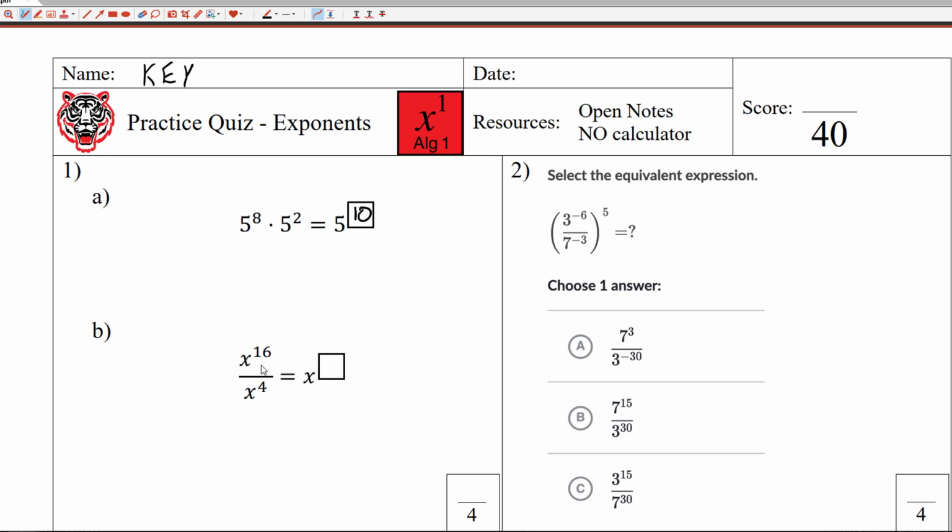And the reverse of that rule, whenever you divide and you have the same base, this is both x and x, we're going to subtract. 16 minus 4 is 12. That's 16 minus 4. That's 8 plus 2.